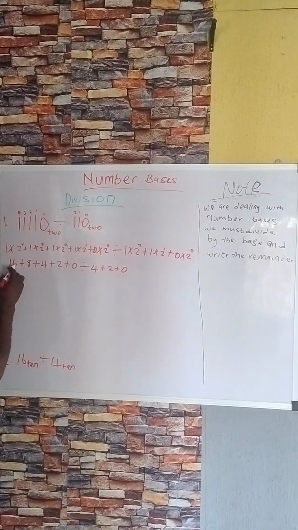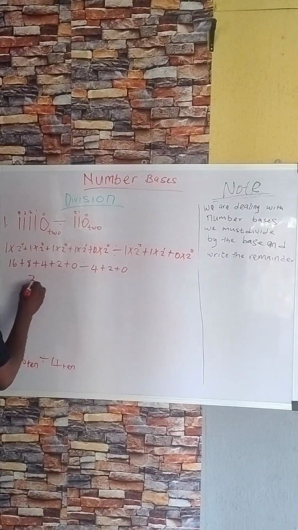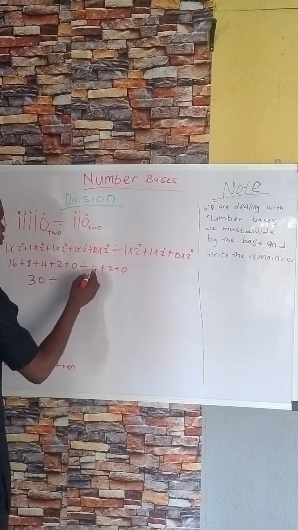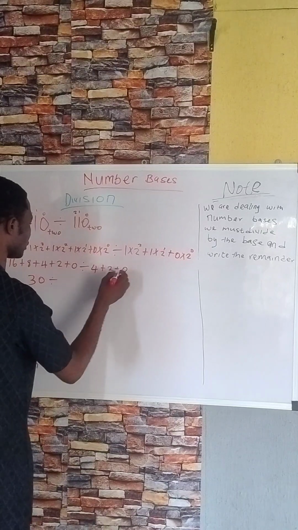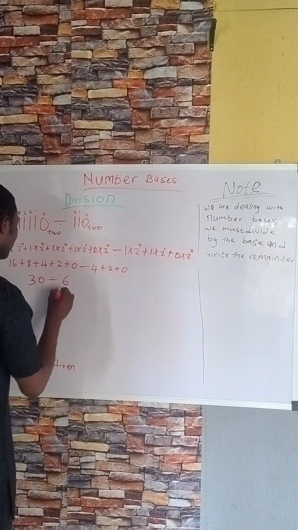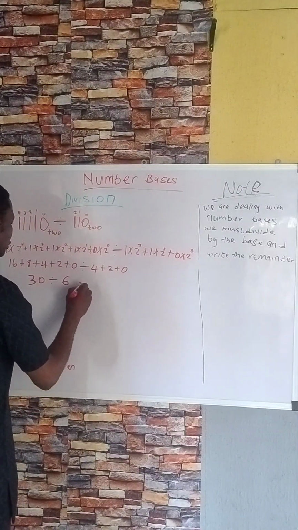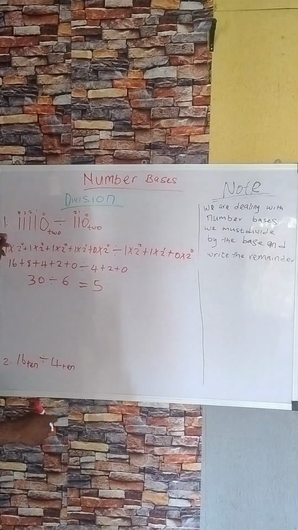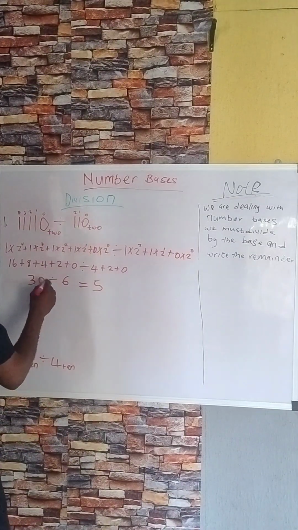So this is 24 plus 4 is 28, plus 2 is 30. So this is 30 divided by 4 plus 2, this is 6, plus 0, still 6. 30 divided by 6. So 30 divided by 6 is equal to 5. Now we have converted these numbers to base 10. This is 30 base 10.